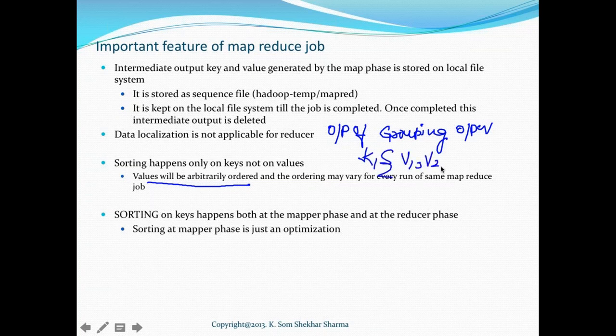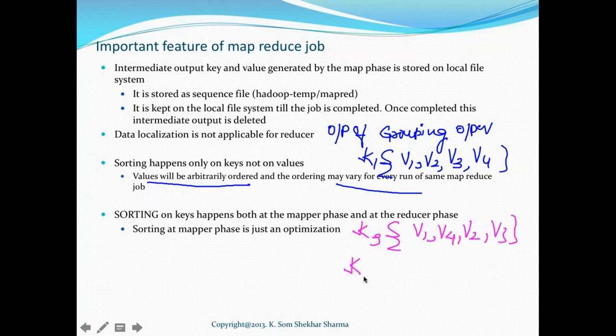V1, V2, V3, V4. Let's say there are four values. The ordering of the values will be arbitrary and may vary for every run of the same MapReduce job. That means if I run my MapReduce job again for the same key, the ordering can change. It could be V4, it could be V2, it could be V3. The ordering of the values is not guaranteed.